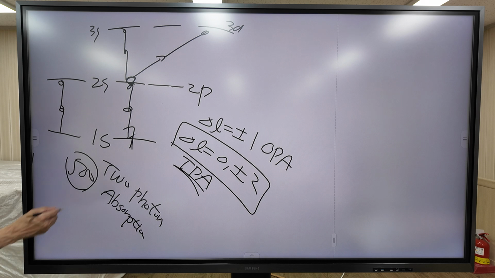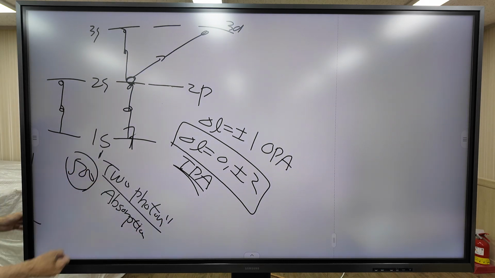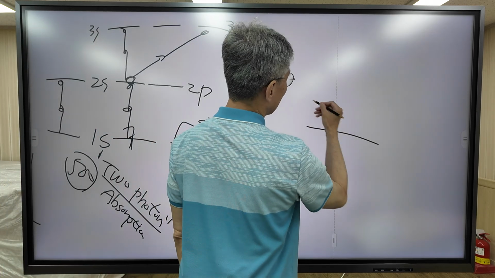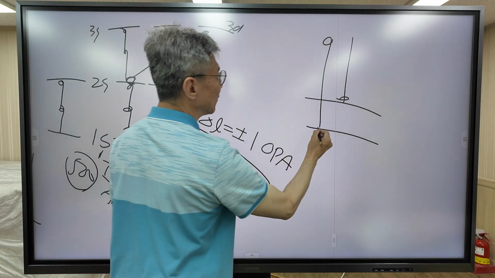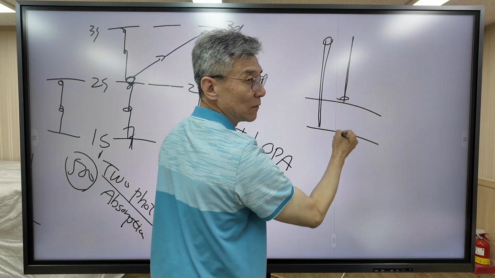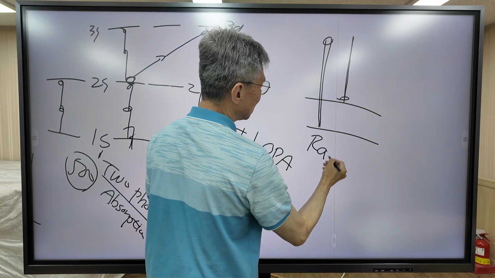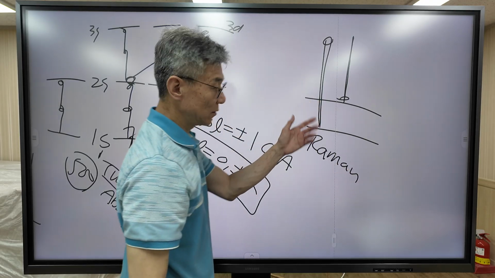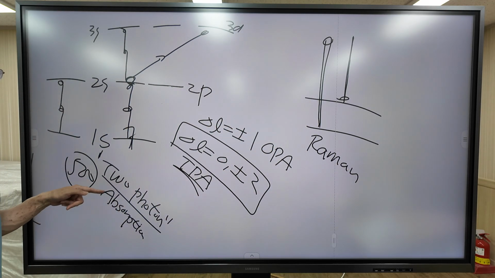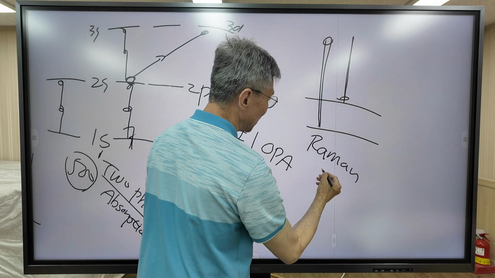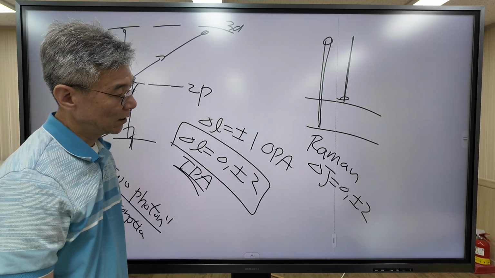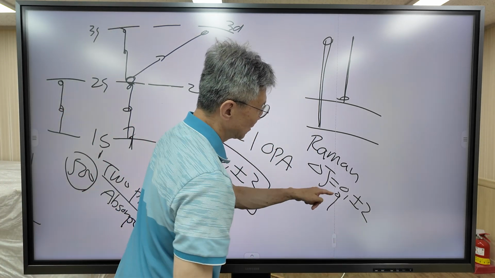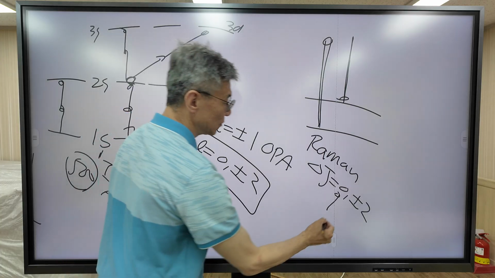Now, this is the two photon absorption. Actually, Raman process is also a two photon process. Why? This is the Raman process. Incoming photon is involved. Outgoing photon is also involved. So Raman process is also a kind of two photon process. So the selection rule for Raman transition is delta J equal plus minus 2. And this one is normally called Rayleigh scattering. So we usually use this selection.